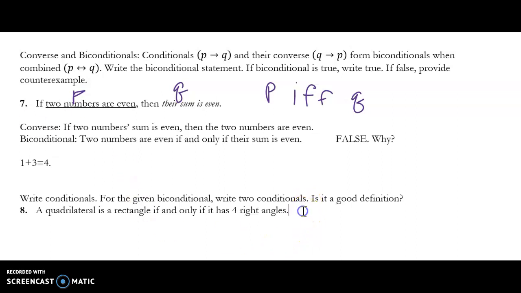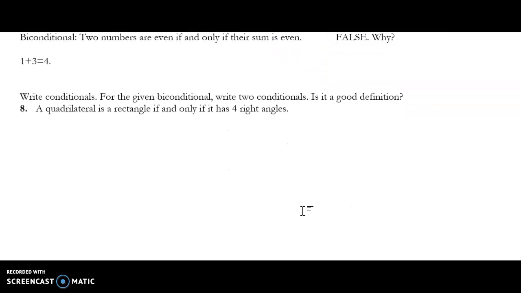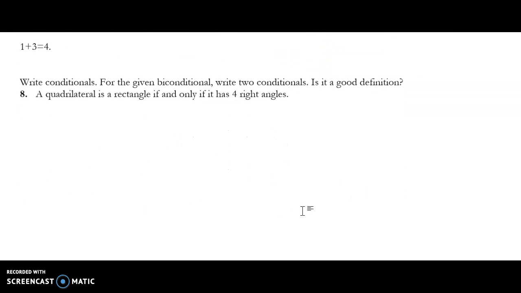Okay? So let's think about biconditionals from another perspective. If we're looking at a biconditional, how do we write what the two conditionals would be? So let's think about this next one. A quadrilateral is a rectangle if and only if it has four right angles. So I have my P, which says a quadrilateral is a rectangle. And I have my Q, which says it has four right angles.